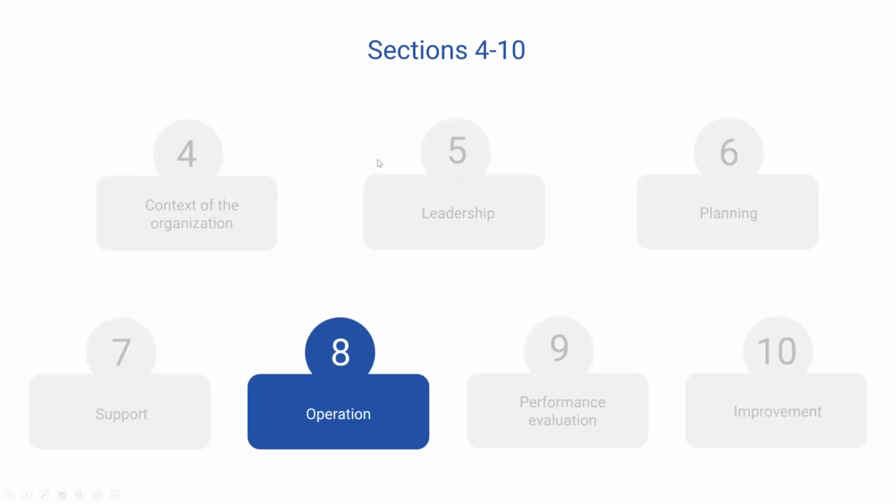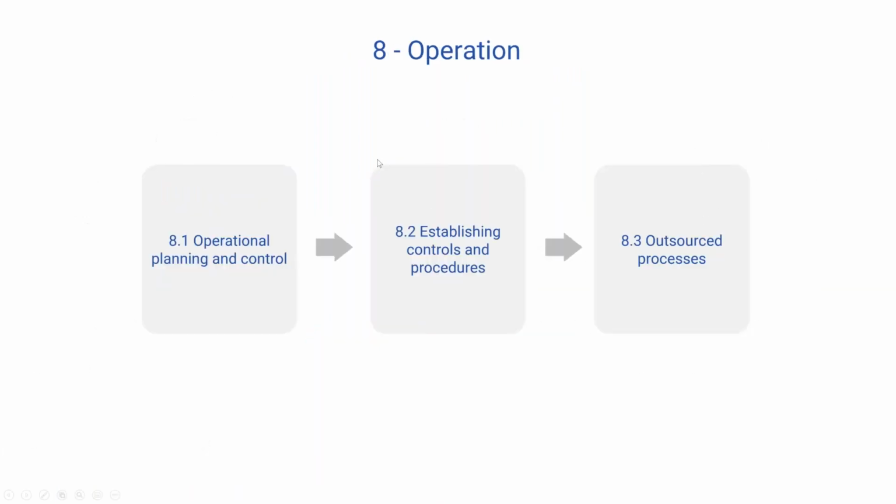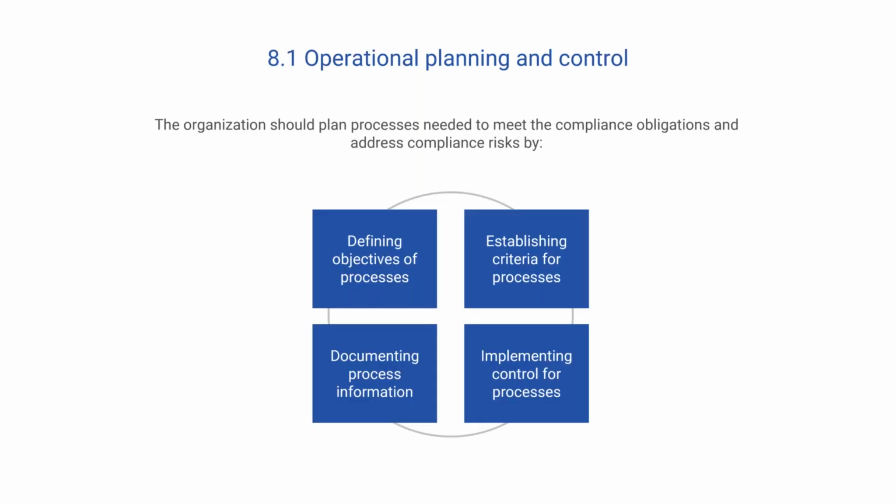Operation. All right, so 3 points in operation: operational planning and control, establishing controls and procedures, and outsource process. So operational planning and control: the organization should plan processes needed to meet the compliance objectives and address compliance risks. So you've got to define your objectives, establish criteria, implement controls, and then document process information.